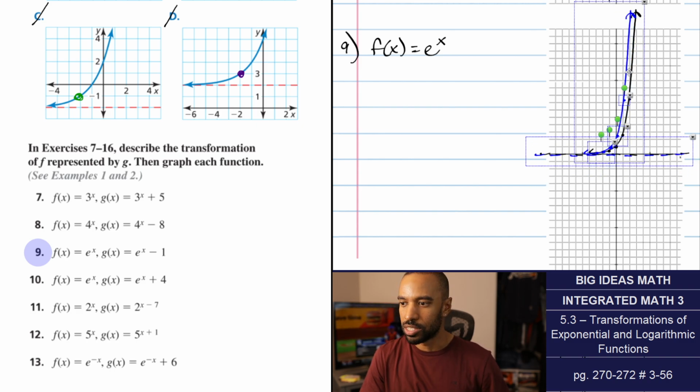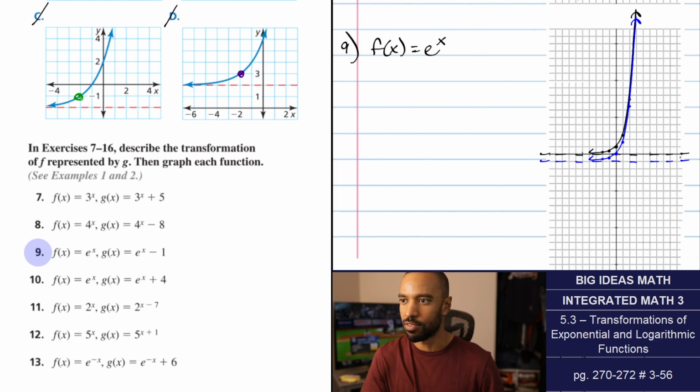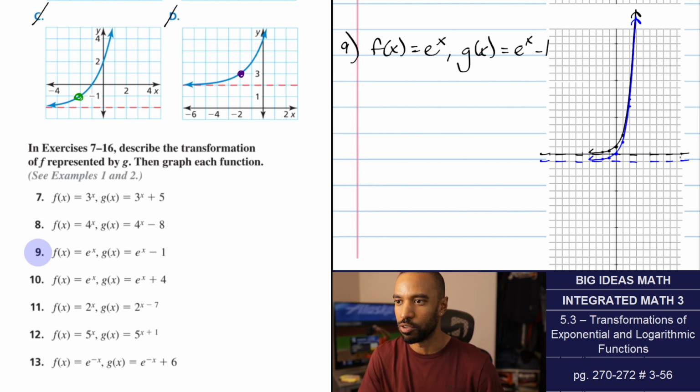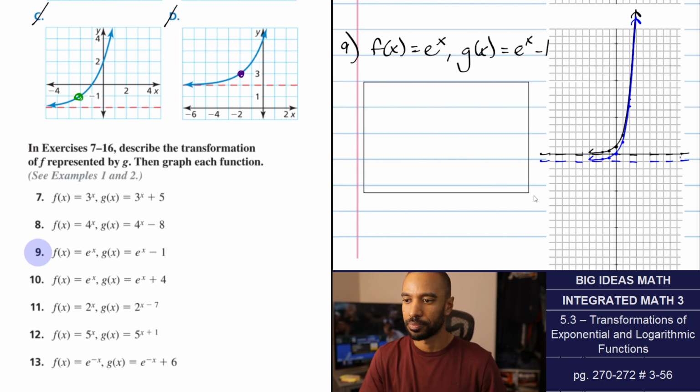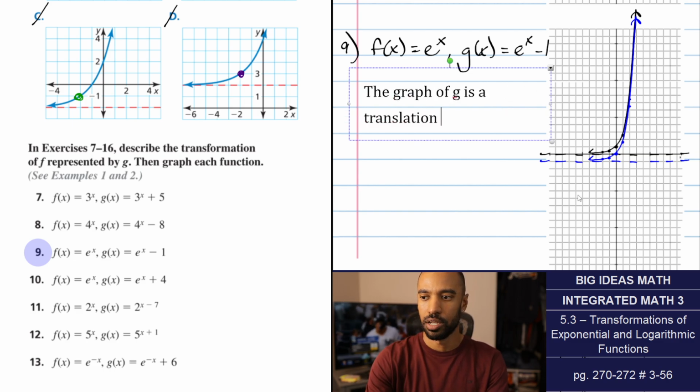We're going to go 1 unit down. I didn't write down the other part of the problem mistakenly, but I'm translating it 1 unit down, showing you exactly what it's going to look like there. So g of x equals e to the x minus 1. And guess what? If I drew it myself, it would be confusing looking. And this is, for you, probably also confusing looking. So the graph of g is a translation 1 unit down from f.